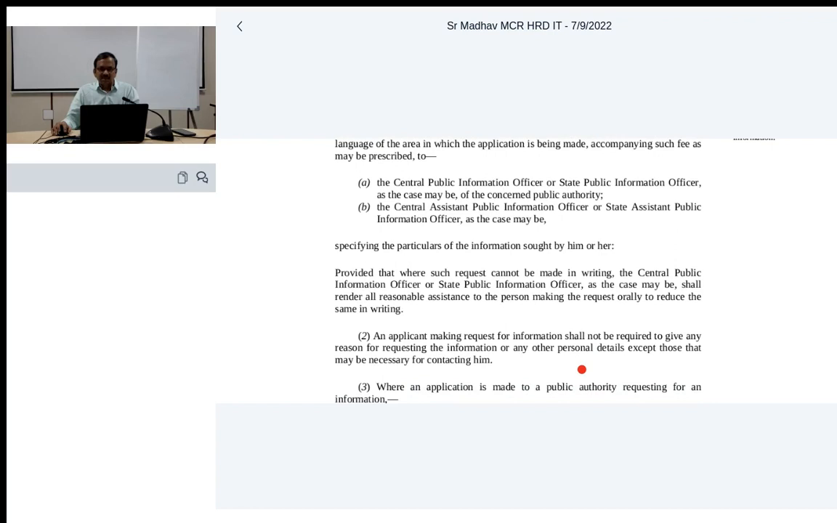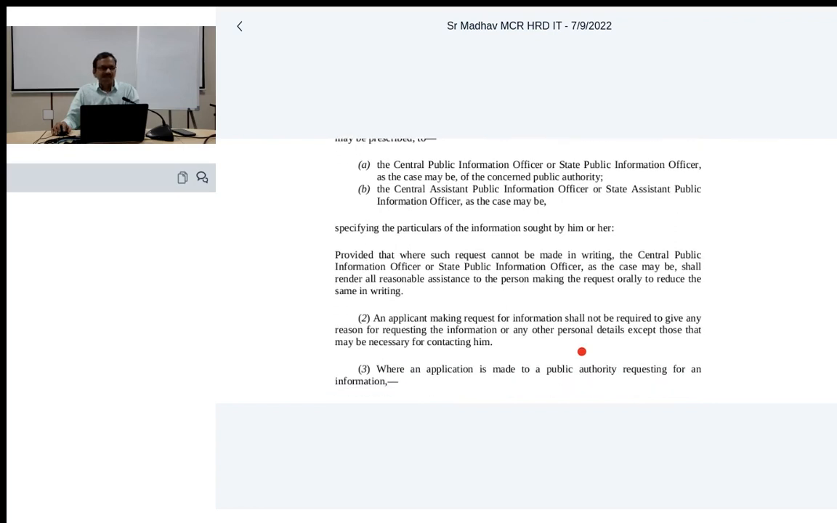Subsection 2 says this: the applicant is not required to give any reason. This is called purpose blindness. The applicant is not supposed to provide any reason for requesting the information. So what is the logic behind this subsection? The Right to Information Act is a right-based legislation which presumes openness of information. That means any requester, any citizen, if she wants to access certain information, the public authority should provide the information. That is the default position under the Right to Information Act.